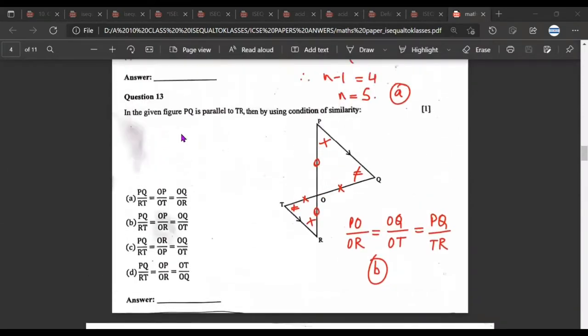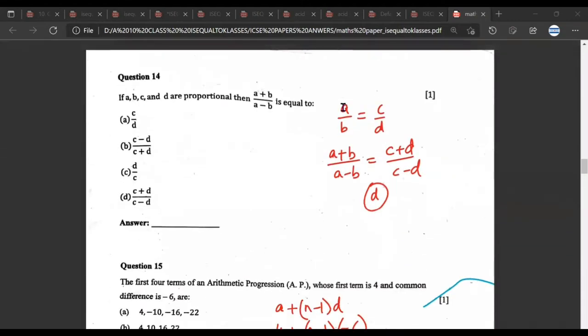Again, there is a good question which is based on similarity. I think around the end of this paper we'll discuss that also. So this one again is a basic question. If A upon B is equal to C upon D, they are proportional. And A plus B upon A minus B of course would be equal to this. So T is the correct answer.